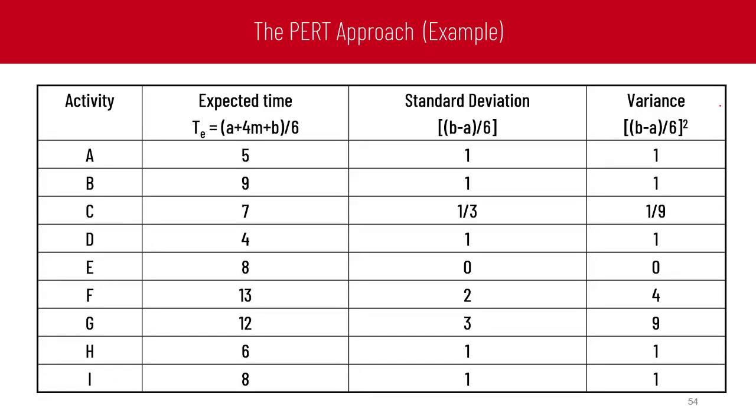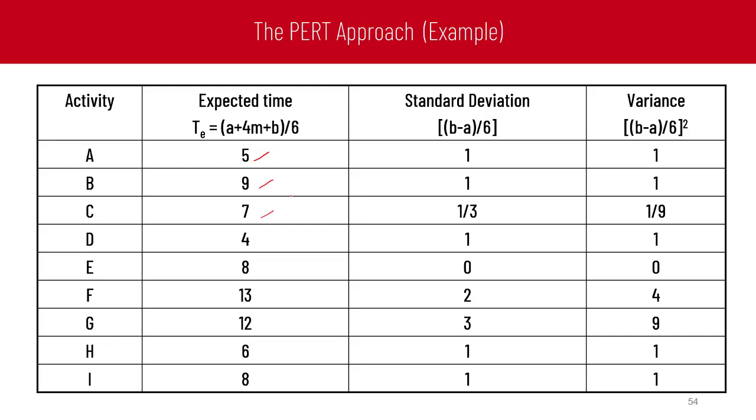First thing to do is to calculate the expected time for each activity by summing the optimistic time plus the pessimistic time plus 4 multiplied by the most likely time, over 6. This gives us 5, 8, 7, and so on.